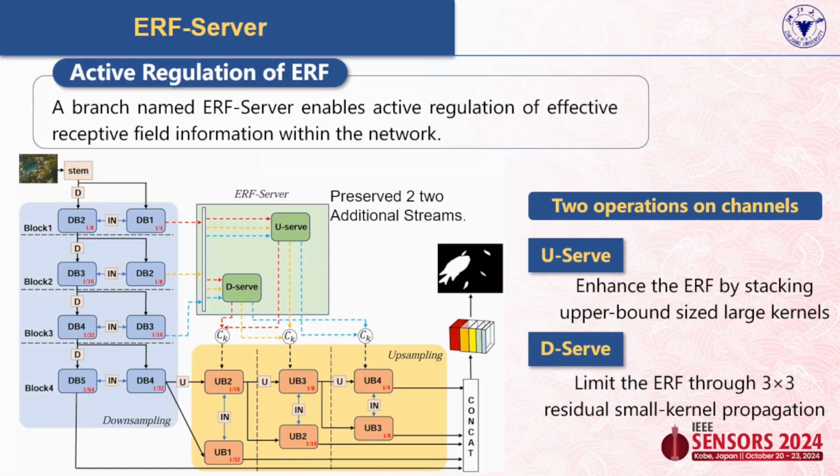This module introduces two additional streams, known as userve and dserve, which operate on different channels to achieve balance between global and local. The first one enhances the ERF by stacking larger upper bound kernels, allowing the network to capture long-range context, which is essential for long and large objects at short distances. On the other hand, dserve limits the ERF using 3x3 residual small kernel propagation, preserving finer local details and preventing excessive smoothing caused by larger kernels.